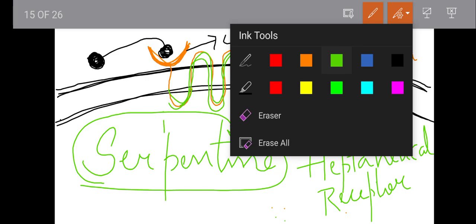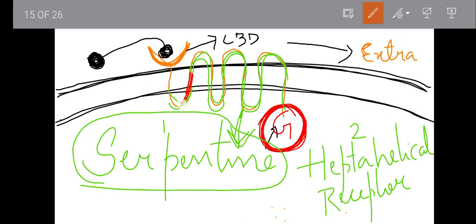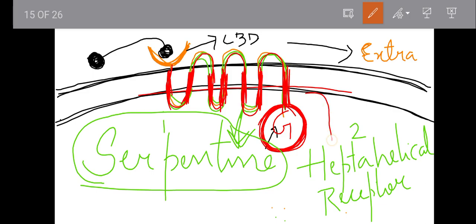Okay, let me take another color. Okay, red one. So you can see the helix is crossing the cell membrane 7 times. This is the one time it has crossed, two, three, four, five, six, 7. This is the second time it is crossing the cell membrane, this is the third, the fourth, the fifth, this is the sixth time, and this is the seventh time. It means it is hepta, the helix. These are helix. So, as the helix is crossing the membrane 7 times, it is called heptahelical receptor.